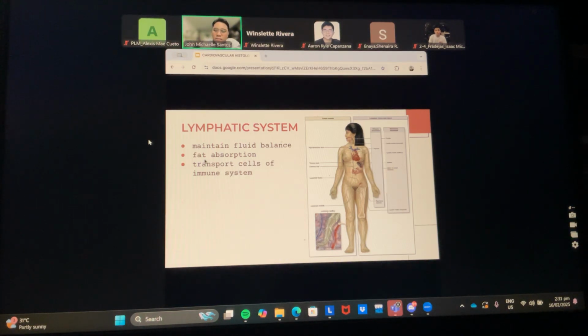Okay? Also, they function in fat absorption. Bakit? Because in your lymphatic system, there are lymphatic vessels now that transport fat and other soluble vitamins in the form of chyle into the circulatory system. And then last function niya is to transport cells of the immune system. So nagiging conduit yung lymphatic system natin for the passageway of your different immune system cells, like yung pag-form ng mature T lymphocytes, B lymphocytes, mga ganun. And we will discuss them later.